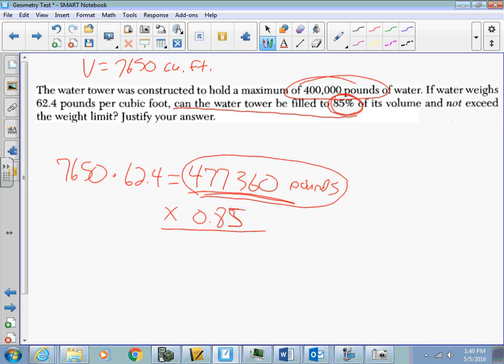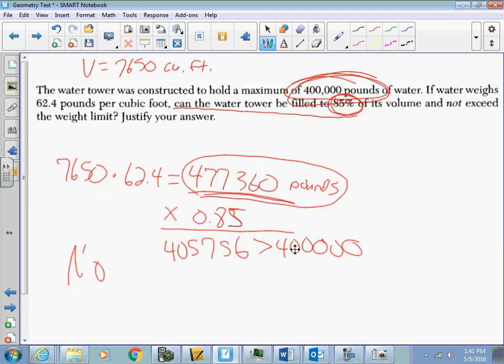That gives us 405,756. Again, at 85% of its capacity, it would be holding over 400,000 pounds. Well, it's not going to be able to hold that. If it can only hold 400,000 pounds, then it's not going to be able to hold the weight that it would be at if it were 85% full. Because this value is greater than 400,000, the answer is no.